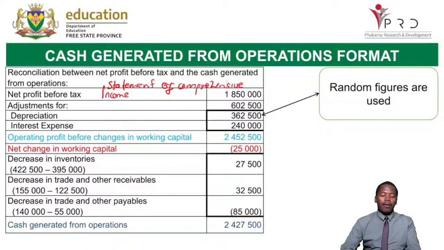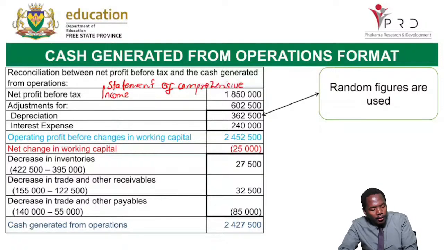That is where we get our net profit before tax. So when you prepare your statement of comprehensive income, that amount that you get before subtracting tax will be recorded under the cash generated note. Number two, you are going to have your depreciation and your interest expense. Now, these two amounts will be added together.